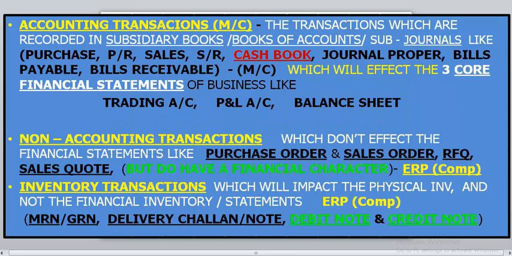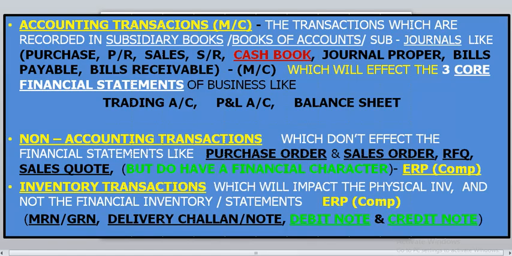The first transaction type is accounting transactions. By recording these transactions, they will affect the core financial statements. These are the transactions which are recorded in subsidiary books or books of accounts like purchase returns, sales returns, cash book, journal proper, bills payable, bills receivable. These are the 8 subsidiary books which generally the students know. And they are also recorded in the computer application also. In computer application, the purchase returns and sales returns are known as the debit note and credit note.